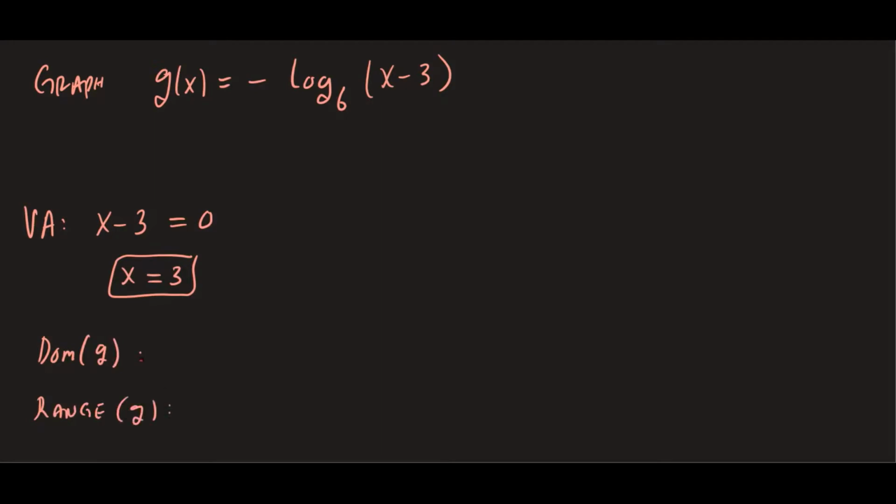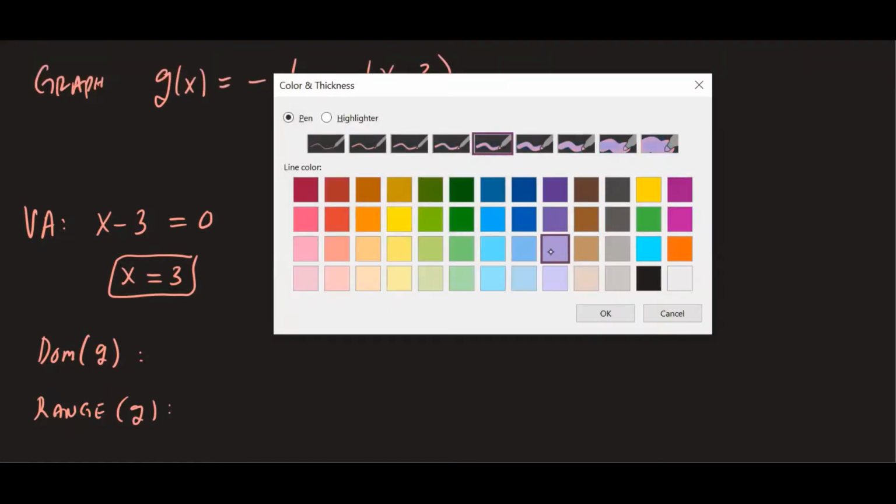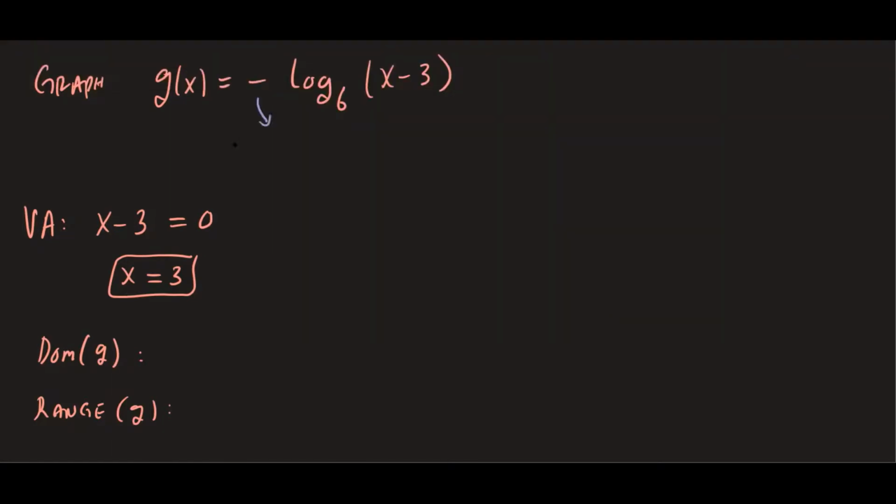Now, let's also identify the transformations. The negative in front of the logarithm represents a reflection about the x-axis. And then this minus 3 with the input variable represents a left or right shift. So this is a minus 3, so this is going right 3 units. Okay, so now we're going to sketch this function.